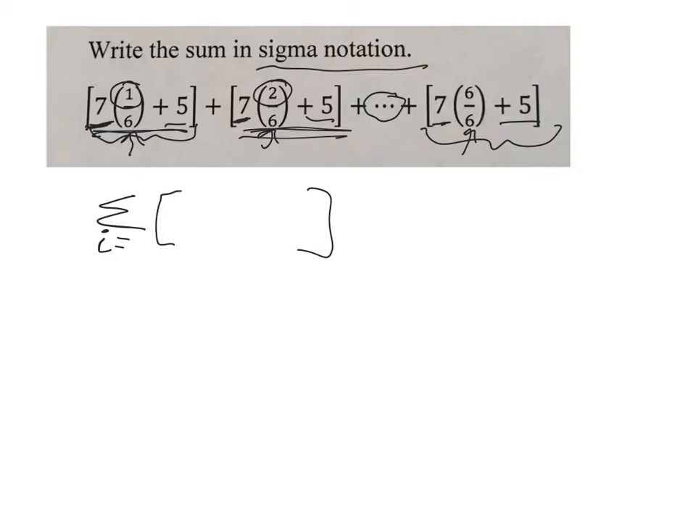So we would rewrite this in summation notation by saying 7 times what? K over 6. Okay, k, or whatever the index is. We've chosen i. K would be fine if you want to do that, but i over 6, and then plus 5. And then to finish it out, i goes from where to where? Okay, from 1 to 6.